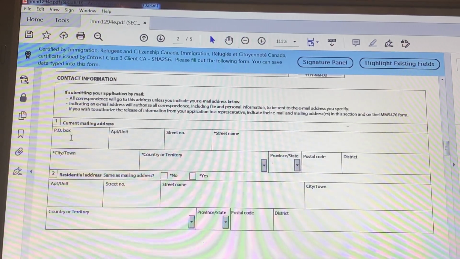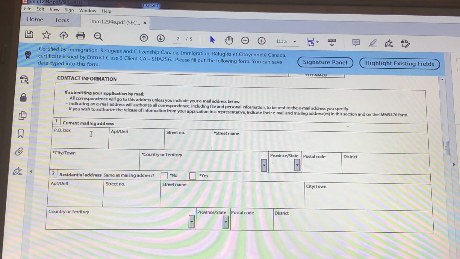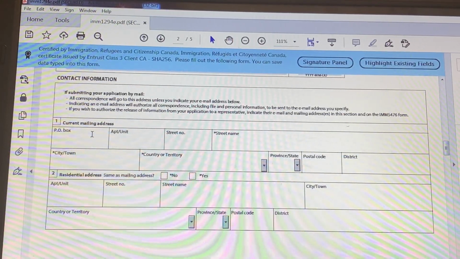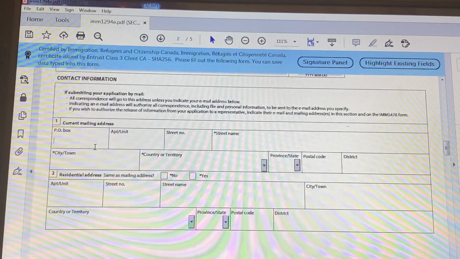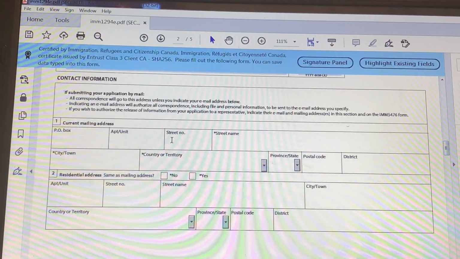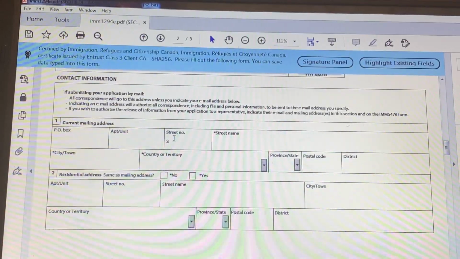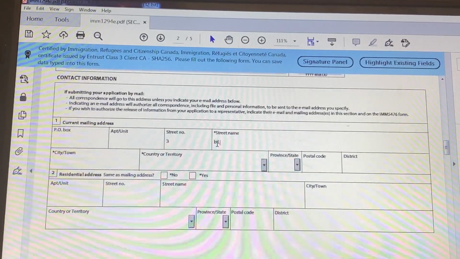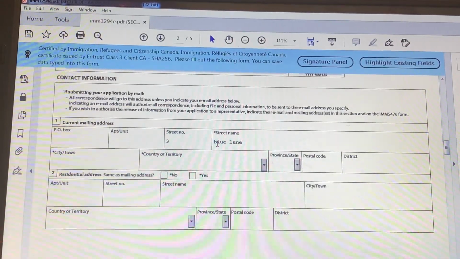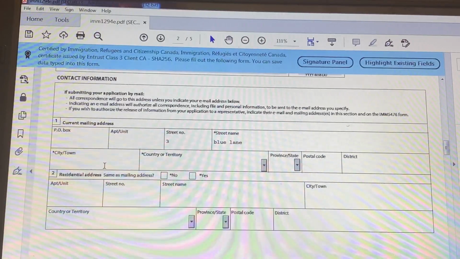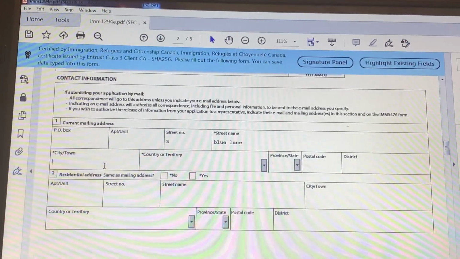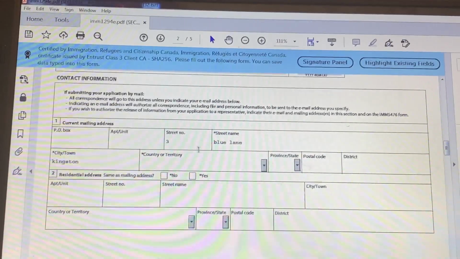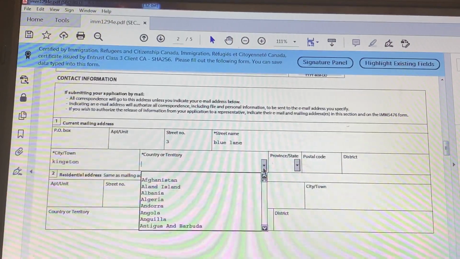Going on, guys, contact information. You put your address right here. Now, I'm going to put a Jamaican address. A Jamaican address doesn't generally have a PO box like that. So I'll just put the street number 3, street name, let's just say Blue Lane, just trying to think of a random address here in Jamaica. Blue Lane is in the city of, say, Kingston. And the country is absolutely Jamaica.